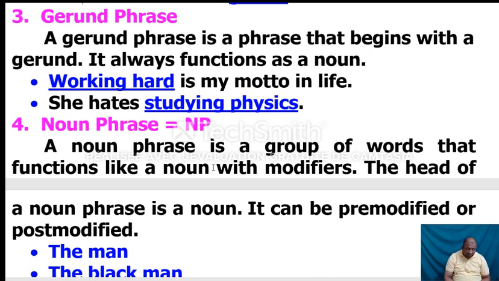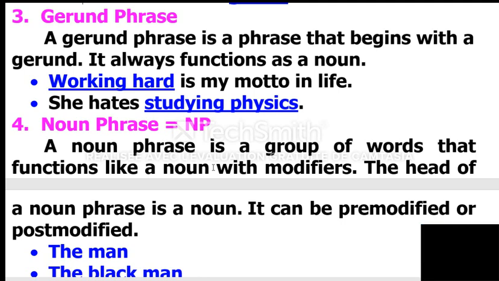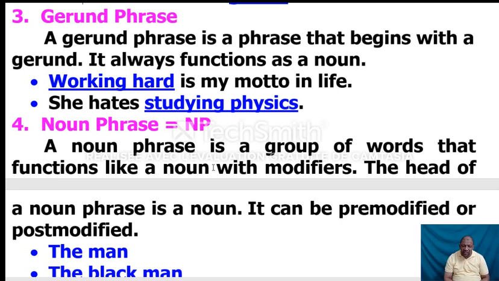So, noun phrase means noun with modifiers, something that comes before the noun or after the noun. The noun that we have in this phrase is called in grammar the head, the most important element in this phrase. So the head of a noun phrase is a noun. And what I have just explained can be pre-modified or post-modified.